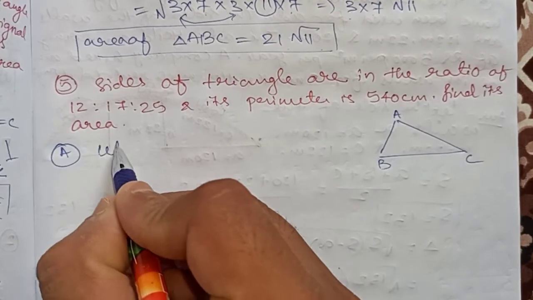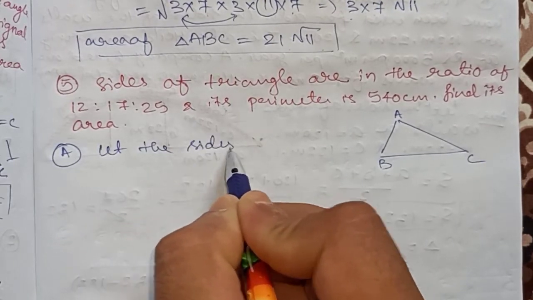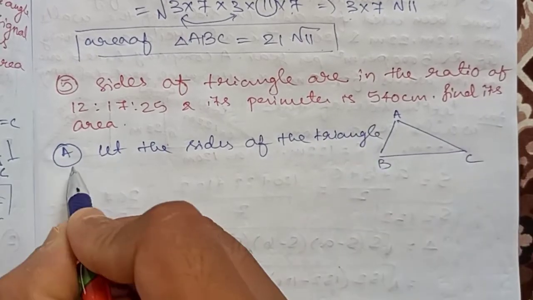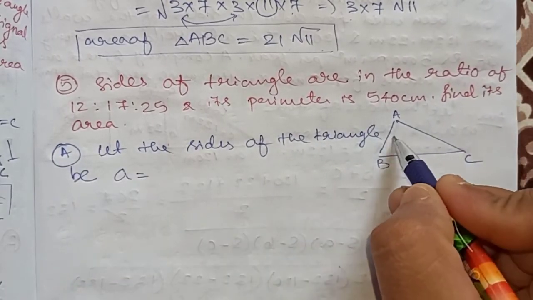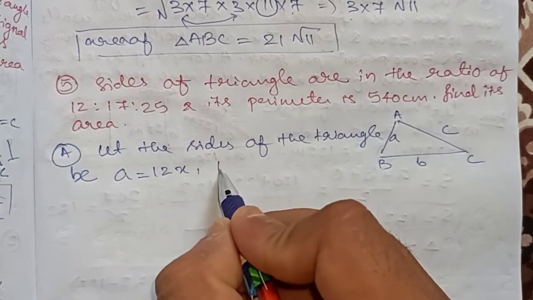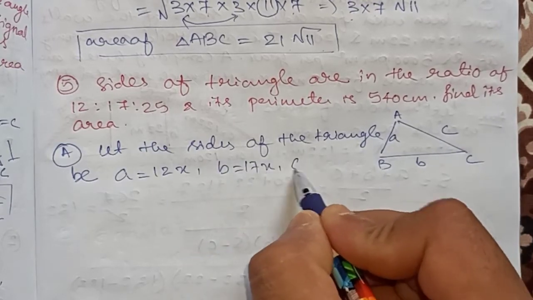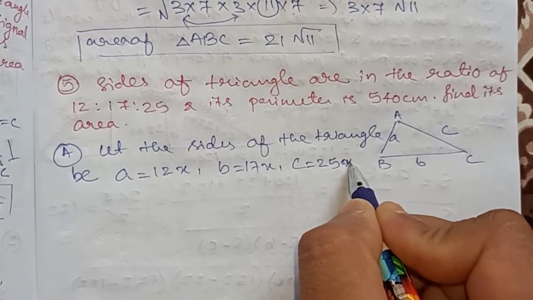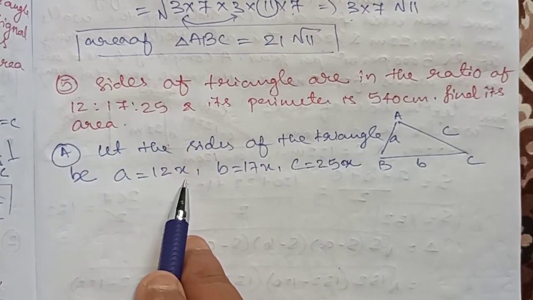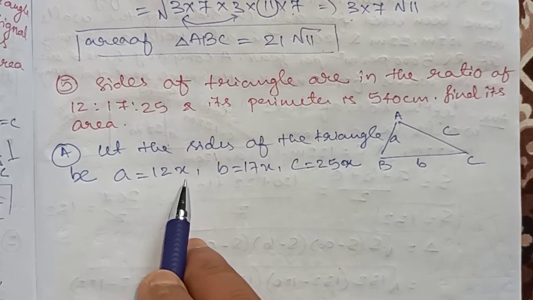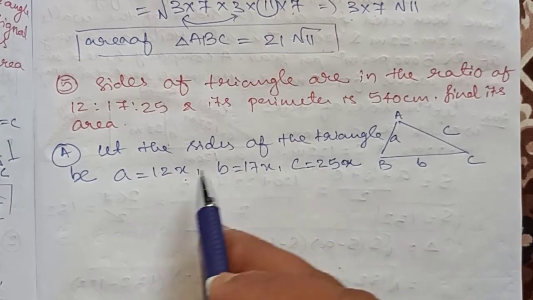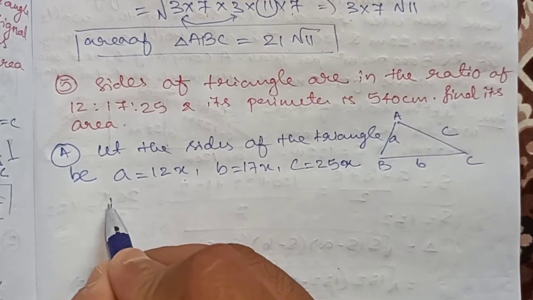in any chapter, if you are getting any values in ratio, you remove the ratio by using some variable, like let the sides of the triangle be, suppose this is A, B and C, A equals to 12x, B equals to 17x, C equals to 25x. Okay, when you are removing the ratio from the question, you use a variable, either x, y, z, anything, but you have to write all the numbers along with a variable, then only you will be able to solve. Okay.